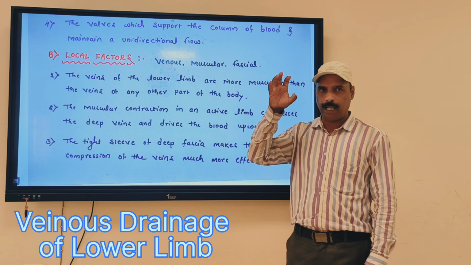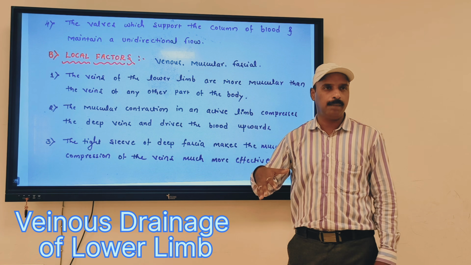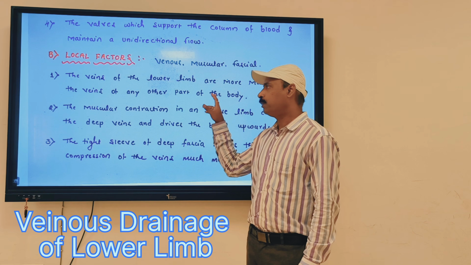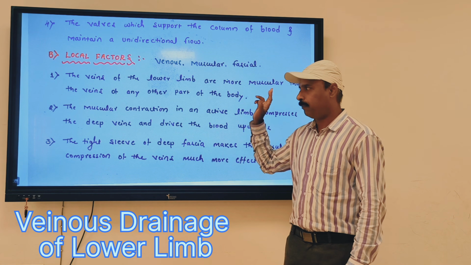Local factors are at the regional level, meaning the lower limb. What are the factors which are affecting? That is, I have told that the veins of the lower limb are more muscular.